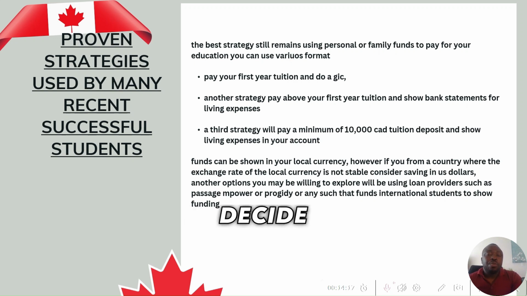You can decide to pay your full first year tuition and do a GIC. That is a good strategy. Another strategy is you pay above your first year tuition and show bank statements for your living expenses. A third strategy will be pay a minimum of 10,000 Canadian tuition deposit and show your living expenses in your account.